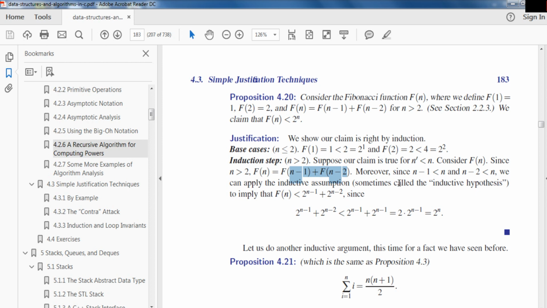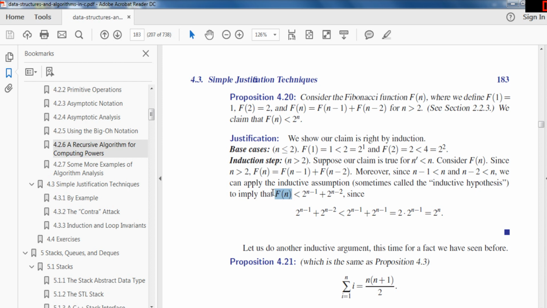So what did they do? They basically just substituted n minus 1 into n. Okay? This is what they did. They substitute n minus 1 into n. And then after that, they're like, okay, since we know that n minus 1 is less than n, when we substitute it for n, in this case, we know that 2 to the n minus 1 plus 2 to the n minus 2 must be greater than f of n, right?